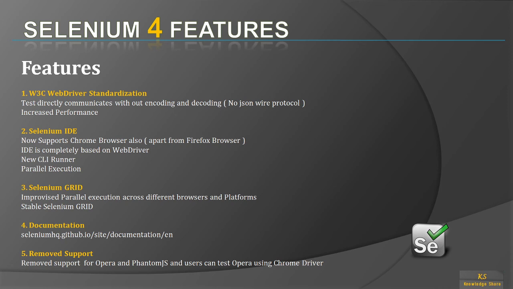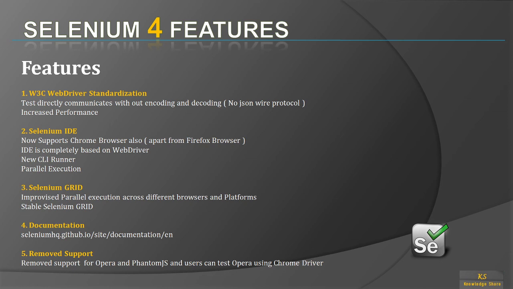And one of the best features in Selenium 4 is documentation. They have clearer documentation compared to version 3. And if you want to see what the Selenium 4 and Selenium 3 features are, you can go to this link and see what changes there are between 3 and 4 in the documentation. And one more feature is they have removed support for the Opera browser and Phantom.js, and they made users use ChromeDriver for Opera as well.